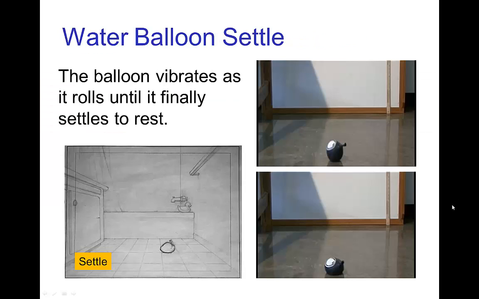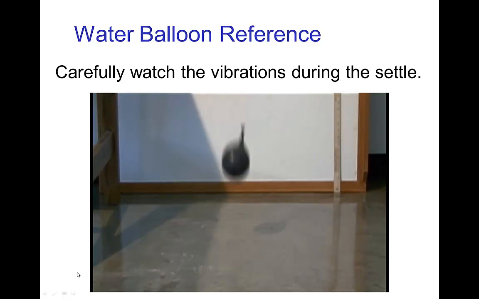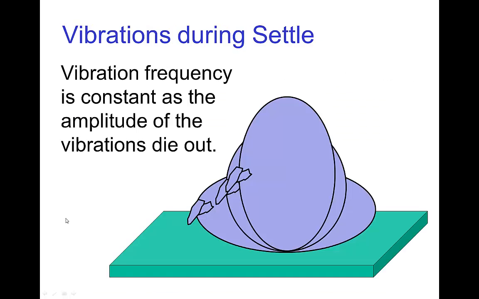Now we noticed something along those lines with the vibration of the water balloon in the last part of the motion during the settle. So let's look at some video of that. Here, watch especially on the last part where the balloon is just jiggling on the ground, and the vibrations keep a regular frequency even as the amplitude of the motion settles down. So, just as I said, the vibration frequency is more or less constant as the amplitude of the vibrations is dying out.